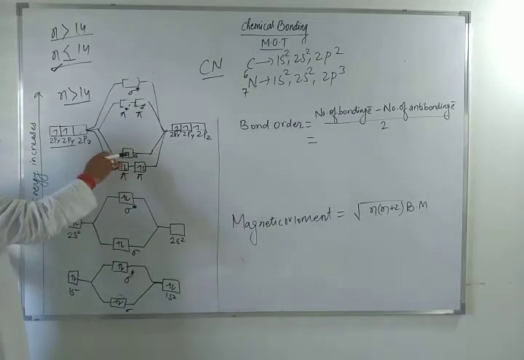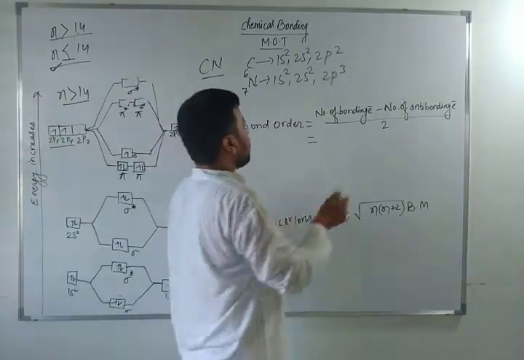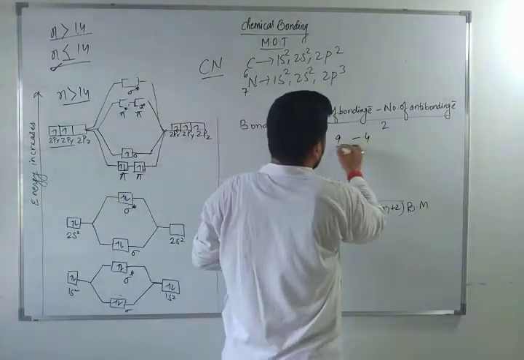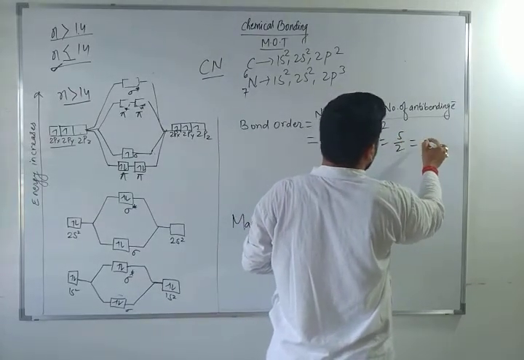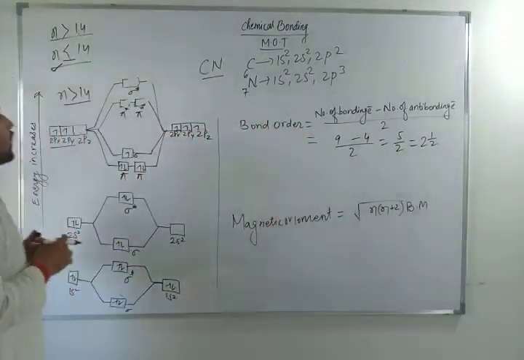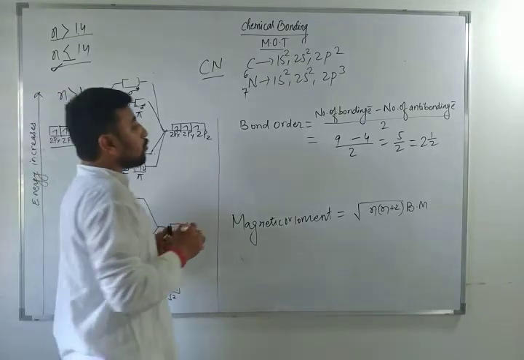1, 2, 3, 4 and the 5th electron. So 2, 4 and 5, 9 electrons are there in bonding. In anti-bonding, 2 plus 2, 4. Bond order is 9 minus 4 by 2, that is 5 by 2, that is in fraction 2.5 bonds. How will you represent this 2.5 bonds?